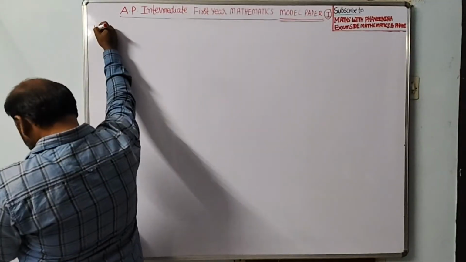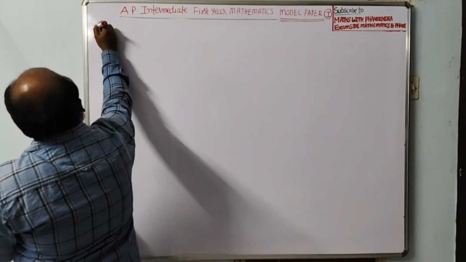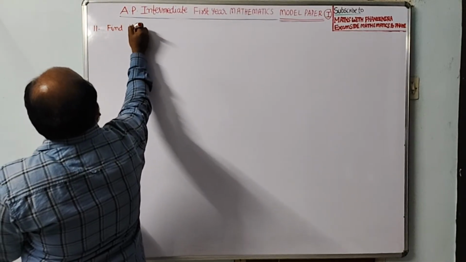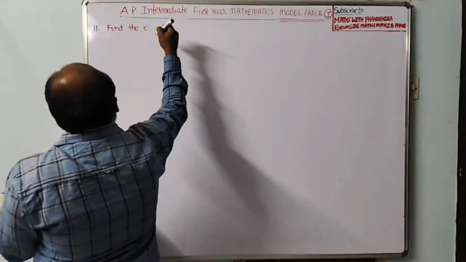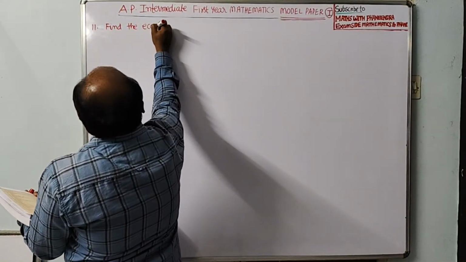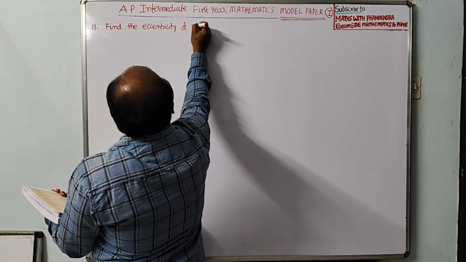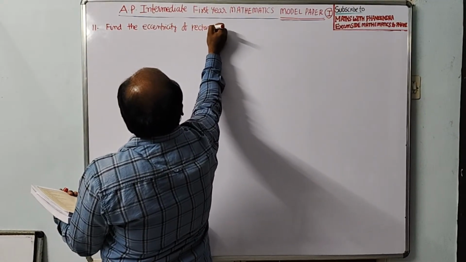Question number 11. Find the eccentricity of a rectangular hyperbola. This is a conic section, dear students.